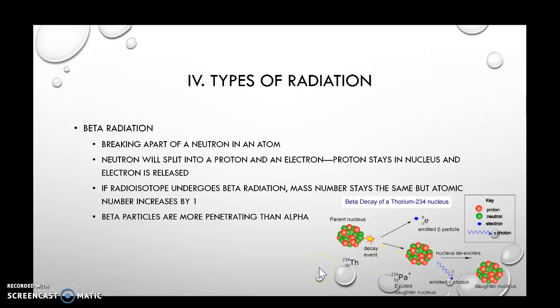Now beta particles are a little bit smaller and not as heavy, so they're going to be more penetrating than alpha particles. These can be stopped with something like aluminum foil. You know, in old movies when the aliens are coming, they put the aluminum foil on their head. That is because of the beta radiation.